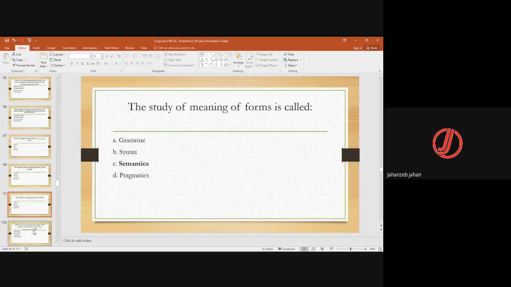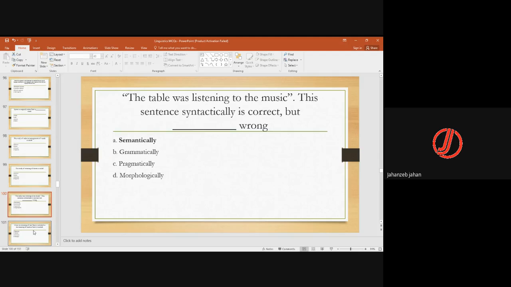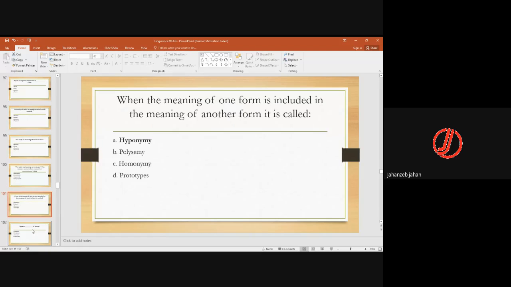The study of meaning of form is called semantics. The table was listening to the music. The sentence is syntactically correct, but semantically wrong. क्योंकि the table was listening to the music, ये confirm करता है syntax के rules पे कि इसमें कोई खराबी नहीं है, लेकिन इसका meaning नहीं बन रहा कोई, तो semantically ये गलत है.